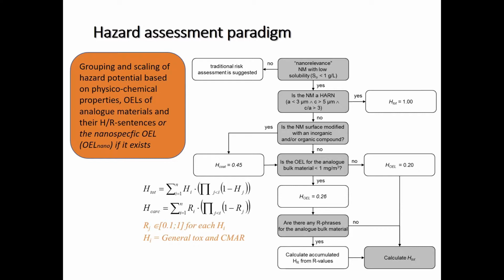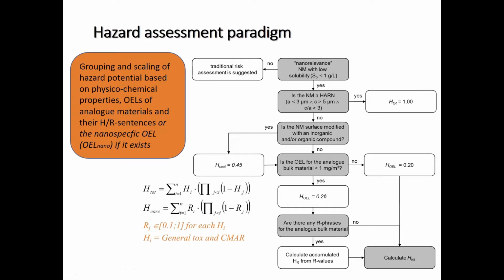Then we evaluate whether the material is a high aspect ratio nanomaterial and complies with the fiber paradigm of WHO. Then it will be a high hazard material immediately if it's both insoluble and a fiber. Then we have a question on whether it's surface chemically modified.